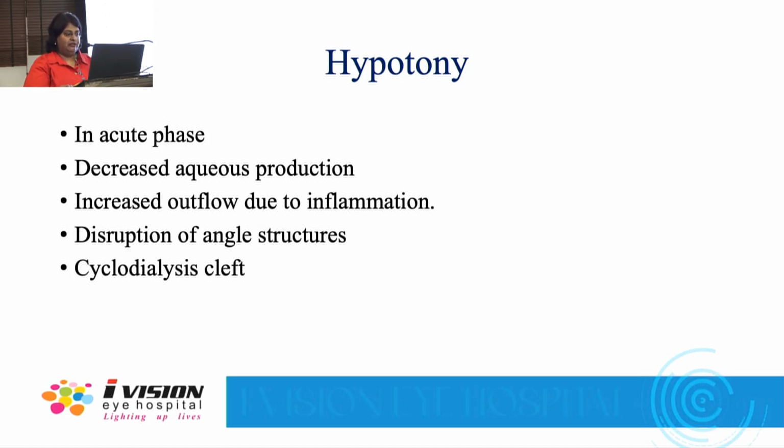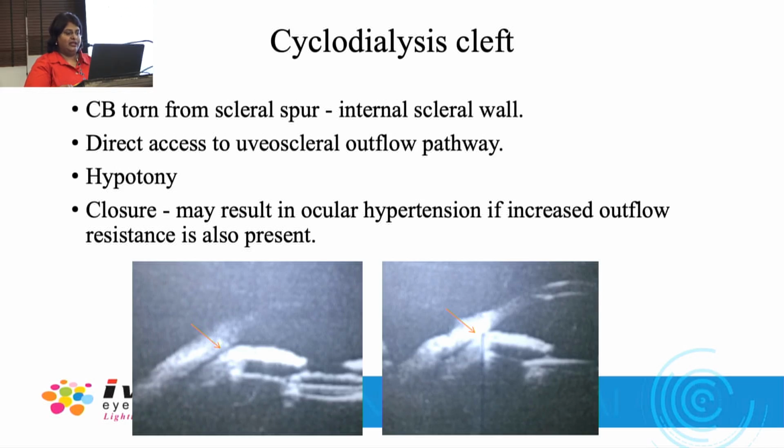and it can also happen because of what is called a cyclodialysis cleft. When you do gonioscopy, it is important to differentiate between a cyclodialysis cleft and an angle recession. A cyclodialysis cleft is seen as a white area of scleral spur that is clearly seen. The ciliary body is torn from the scleral spur. The importance is that the ciliary body is detached, and then there is a direct communication from the anterior chamber to the uveoscleral space, and this leads to hypotony. And when PAS forms, or when you close this cleft, it might lead to ocular hypertension later.